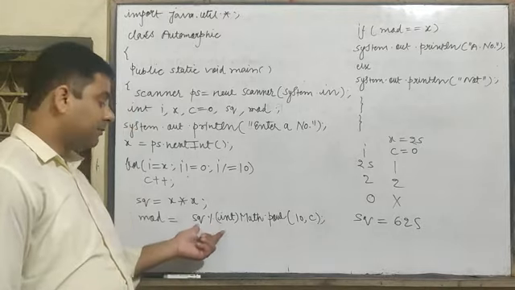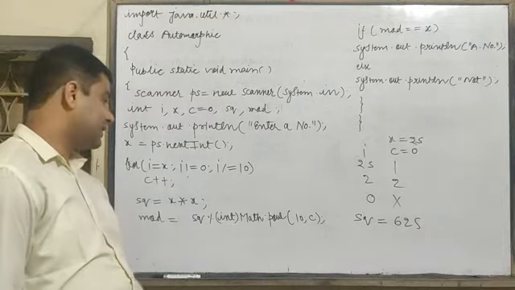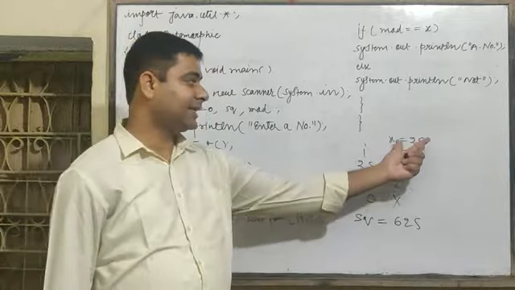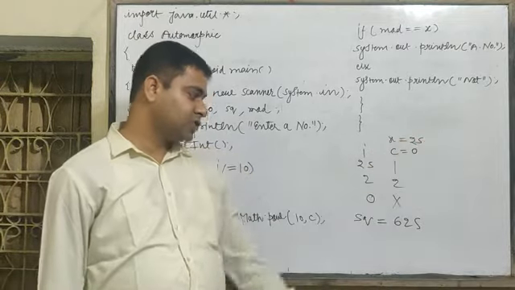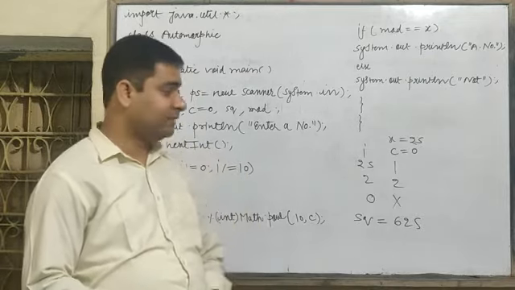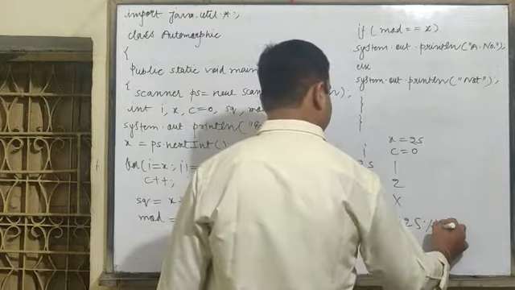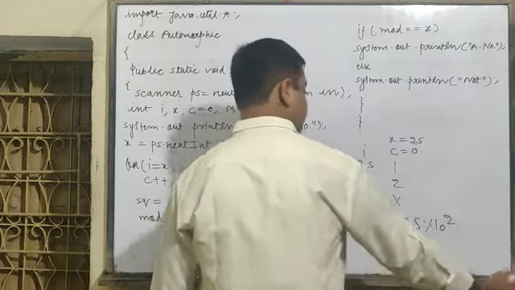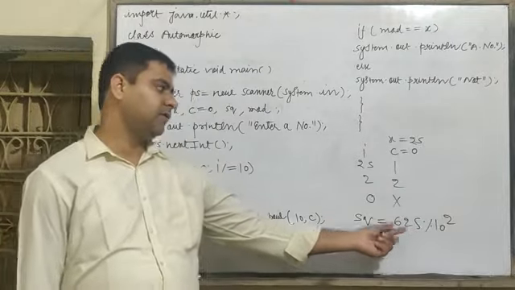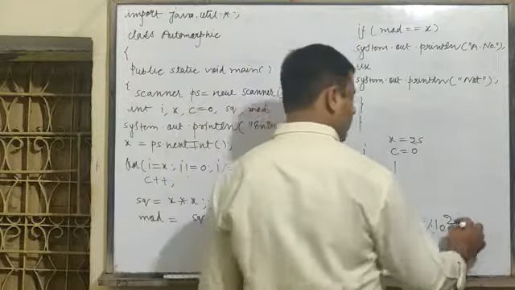First of all, square modulus 10 raised to the power c. What is the value of c? That is 2, because 2 digits are there in x. So we have to extract the 2 digits from its square, from the last. So it will calculate the remainder of its square by 10 raised to the power 2. So it will give you what?